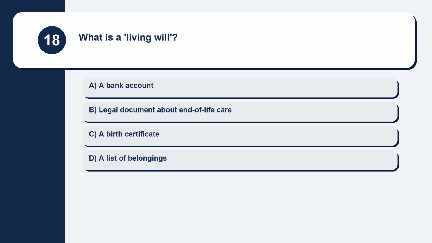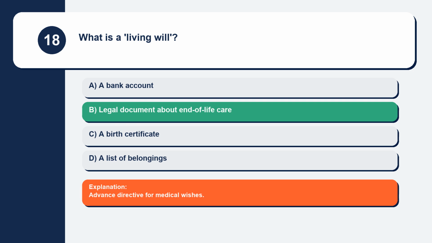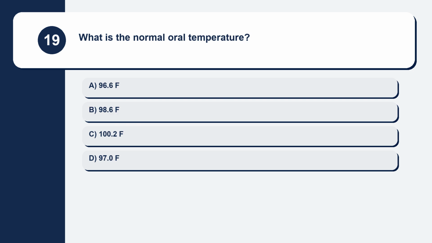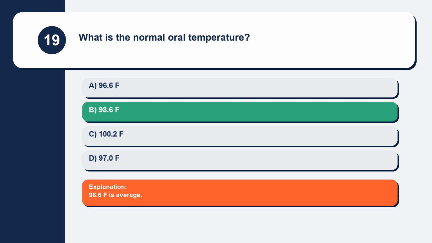Question 18. What is a living will? A bank account, legal document about end-of-life care, a birth certificate, a list of belongings. An advance directive for medical wishes. Question 19. What is the normal oral temperature? 96.6 F, 98.6 F, 100.2 F, 97.0 F. 98.6 F is average.